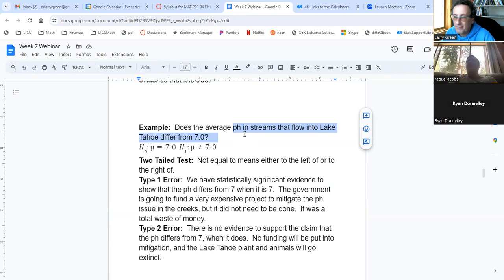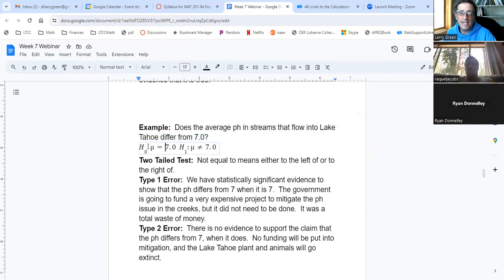The idea is that we're hoping the pH is 7, because that's the pH of pure water. What we don't want is the pH to be different from 7, especially far different from 7, which would be really bad.